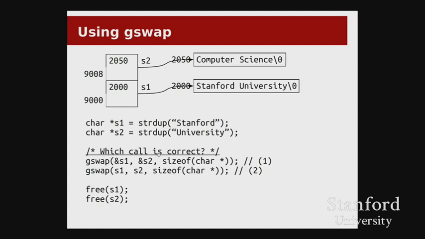And my question is, here are two different calls to gswap. Which one of them is correct? I assure you that one of them is correct. And for the one that's wrong, what does it do? So take a minute with the person next to you and work it out. Which one of these is correct? And for the one that isn't right, what does it do?